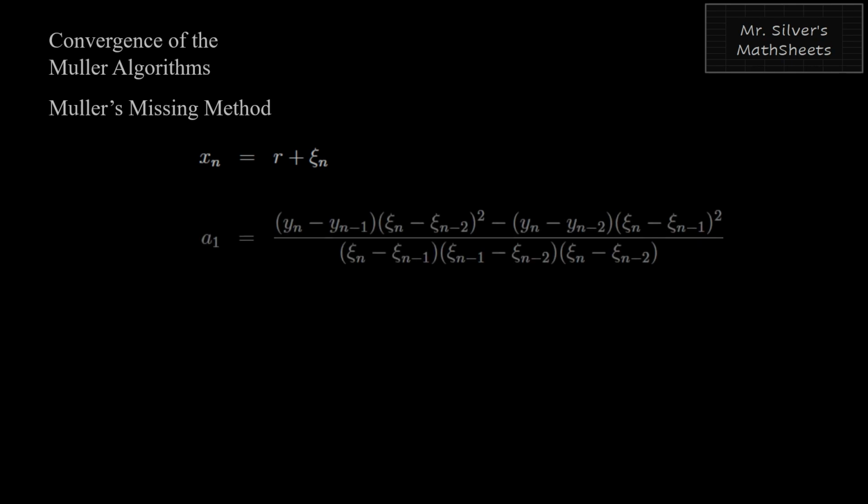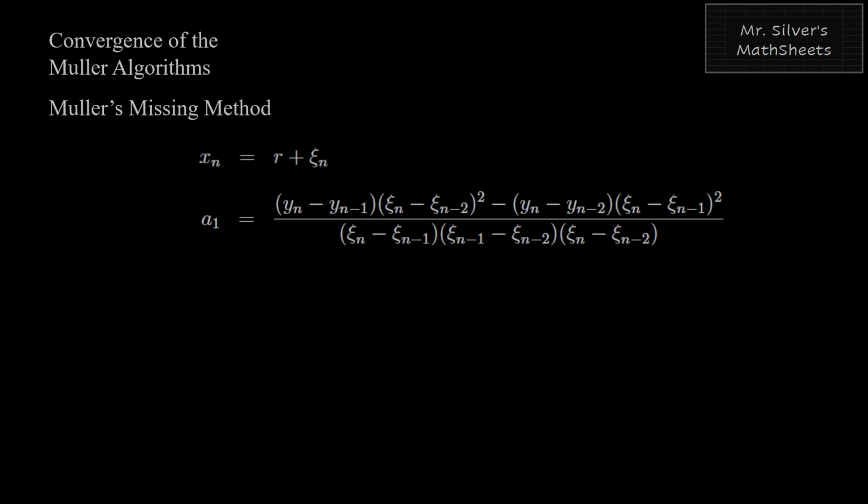So x sub n is equal to the root plus an error term, which we'll call xi of n. We'll use that notation throughout. So a1 can be expressed in terms of these xi n minus xi k terms, where k could be n minus 1 or n minus 2. Xi n plus 1 is equal to xi n minus the adjustment.